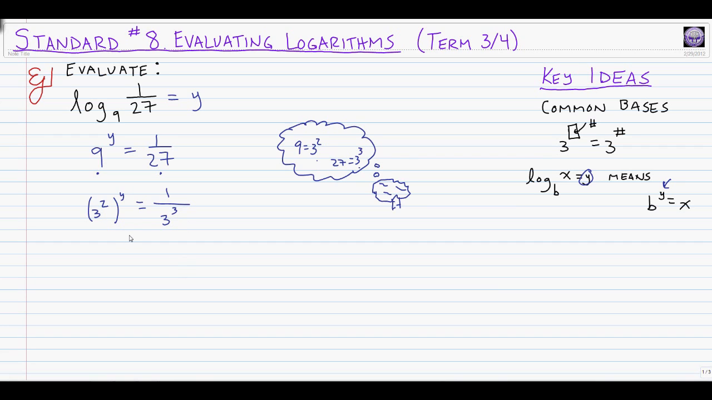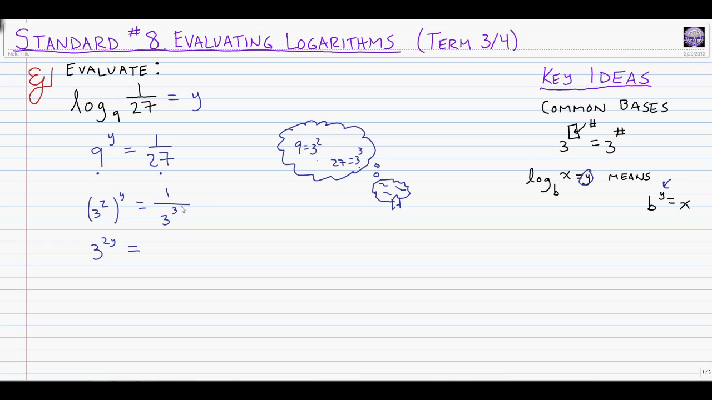Now from here we haven't gotten to our answer yet, but what we do have is an expression that can be transformed. Like we can manipulate both the left side and the right side so that they say 3 to some power equals 3 to some power, and then we can set the powers equal and do our thing. So on this left side we're going to take a power to a power. Power to power means we multiply the exponents. So this side is just equal to 3 to the 2y. So that's really 2 times y, but we say 3 to 2y.